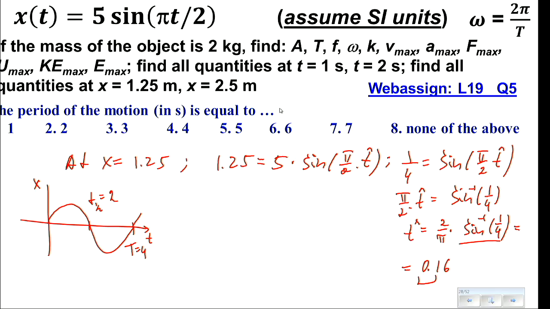So where is it? Well, we know the total period equals 4 seconds. So each quarter equals 1 second, 0.16 somewhere here. And what did we find? This is the amplitude, the maximum displacement. A half of a displacement is here. This is a quarter of a displacement is here. So it's reached somewhere here.